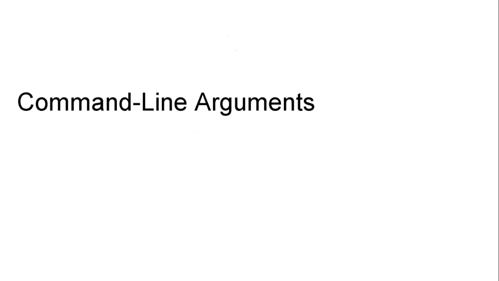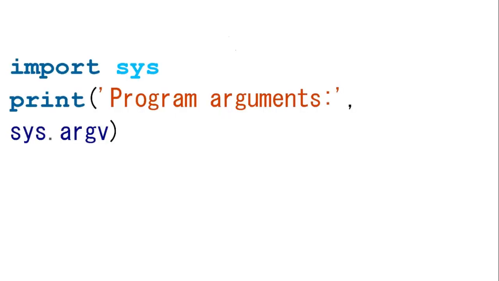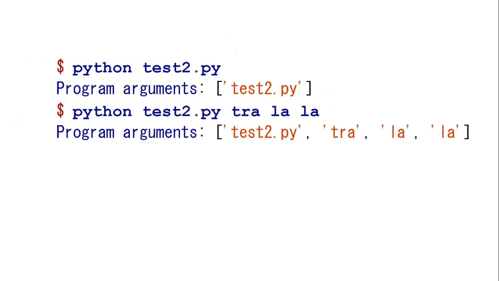Command line arguments. On your computer, create a file called test2.py that contains these two lines. Now use your version of Python to run this program. Here is how it might look in a Linux or Mac OS X terminal window using a standard shell program.